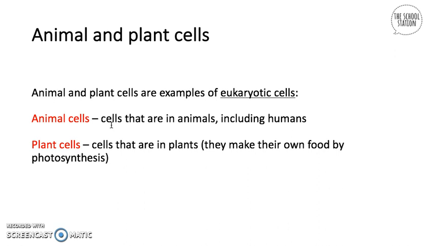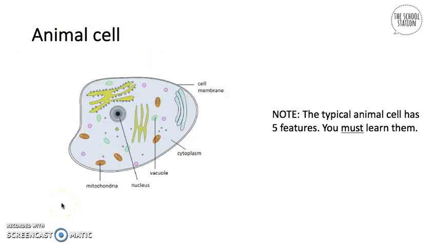But they're just the cells that are in plants, and again, there are many different types of plant cells, but we're going to be looking at the typical structure today in this video, and we're also going to be having another video about specialized cells in plants. So now that we've clarified what animal cells and plant cells are, we can go to the structure of an animal cell.